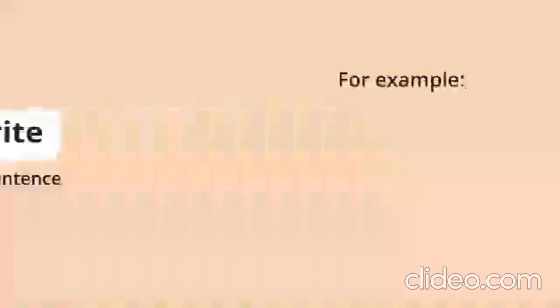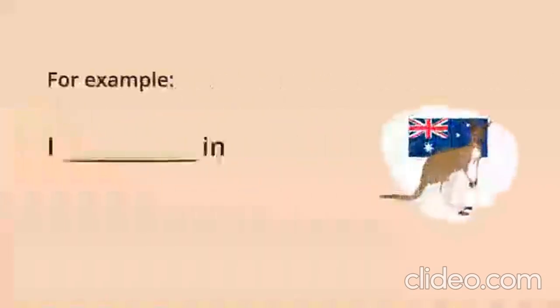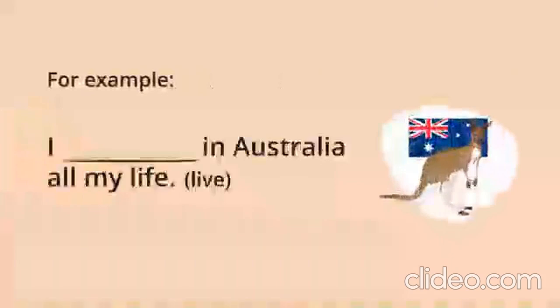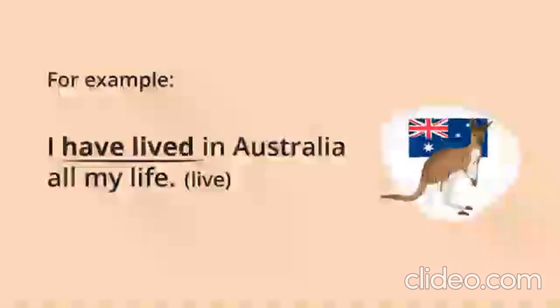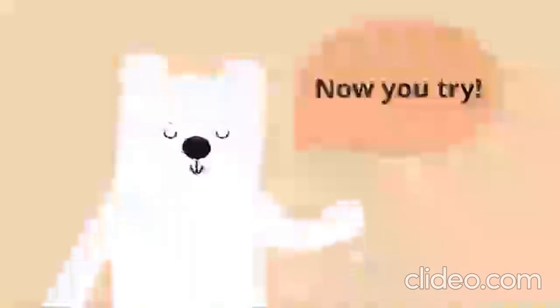Look at the picture and say or write a present perfect sentence. For example, I have lived in Australia all my life. Now you try.